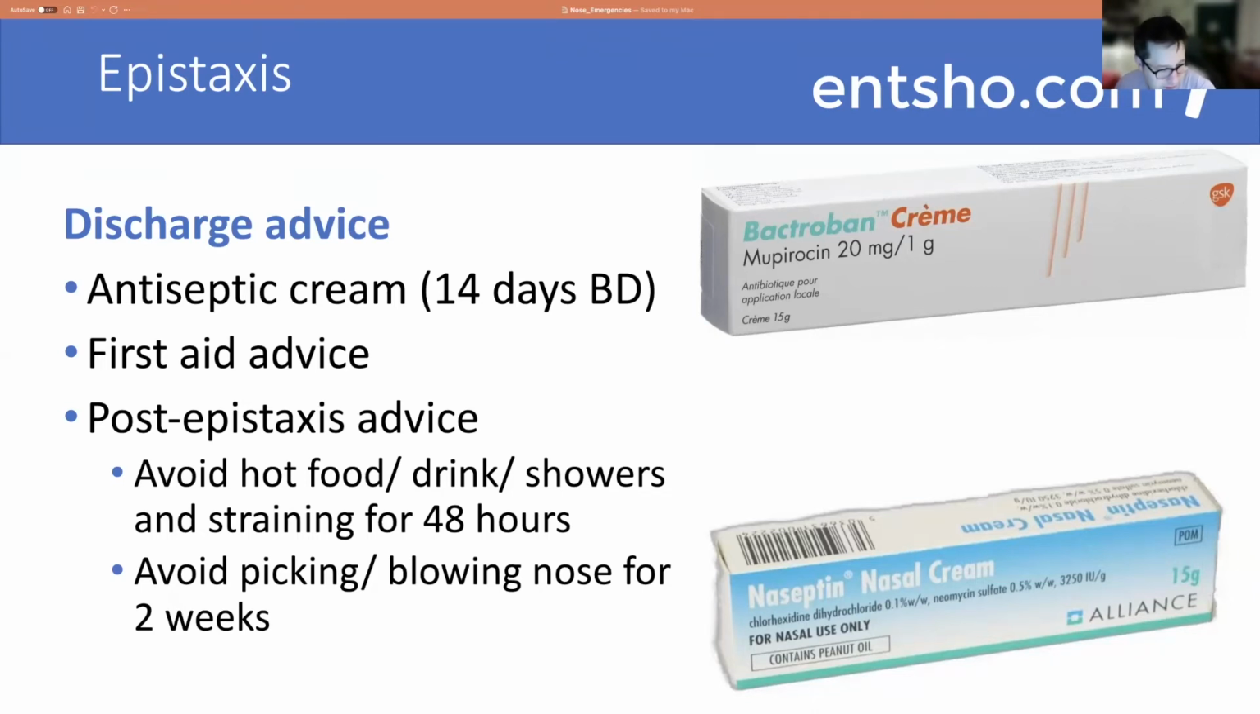And conservative advice, of course, so anything that involves steam getting towards the nose, so hot food, hot drinks, hot showers, all of those things ought to be advised against. And similarly, any physical trauma like picking or blowing the nose for a minimum of a couple of weeks, really, but ideally in the long term.